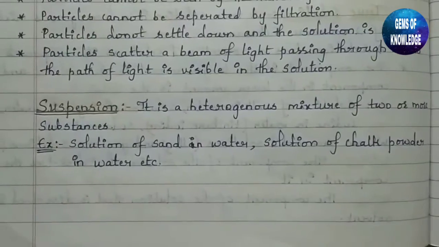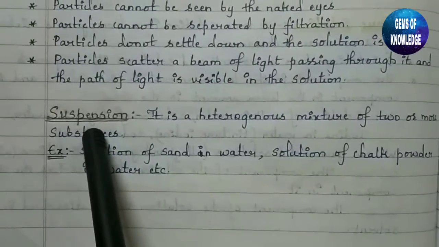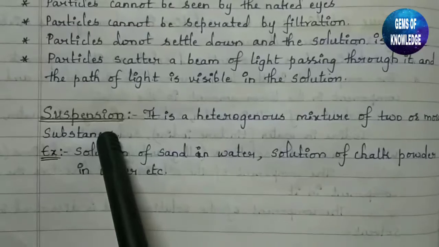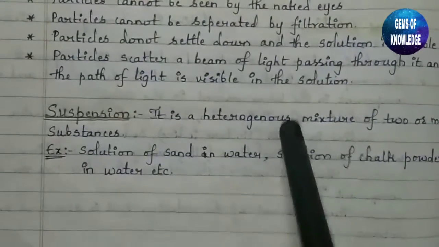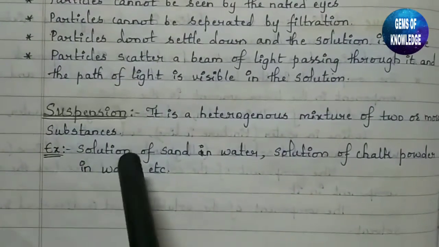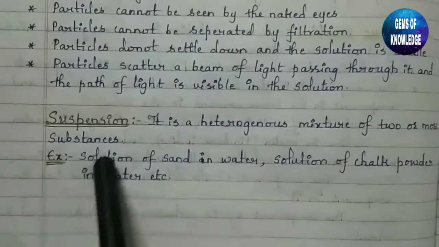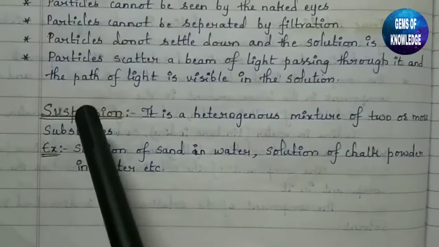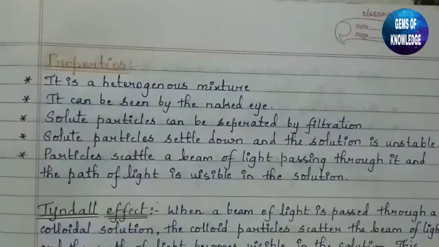Now we are going to study suspension. What is a suspension? It is a heterogeneous mixture of two or more substances. This is similar to the colloidal solution, which is also a heterogeneous mixture of two or more substances. Examples given here are a solution of sand in water, a solution of chalk powder in water, etc. These are examples of suspension. Let us learn the properties of suspension now.